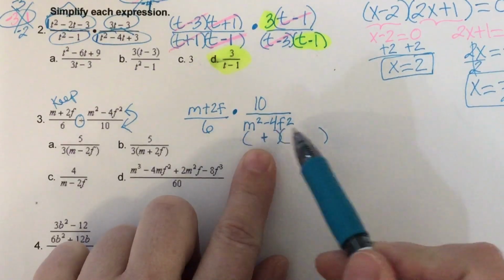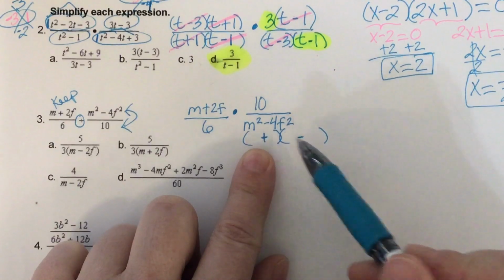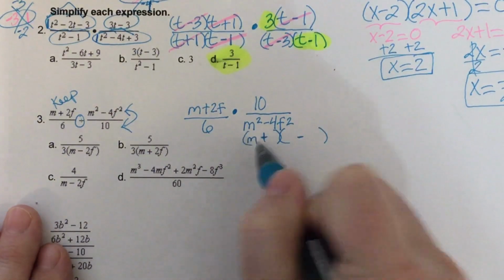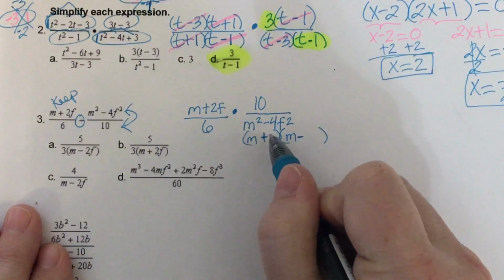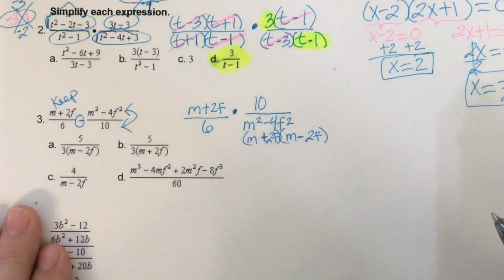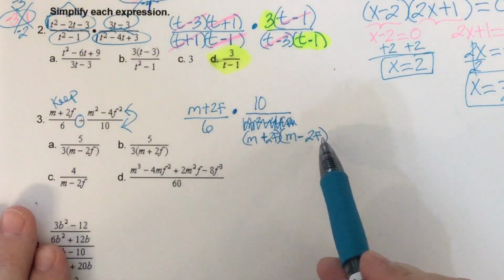So I was on this denominator. It's a difference of squares, so I put 2 parentheses, one with the plus, one with the minus. The square root of m squared is m, and the square root of 4f squared is 2f, because 2f times 2f is 4f squared. So now I don't have that denominator anymore because it factored out to be this.